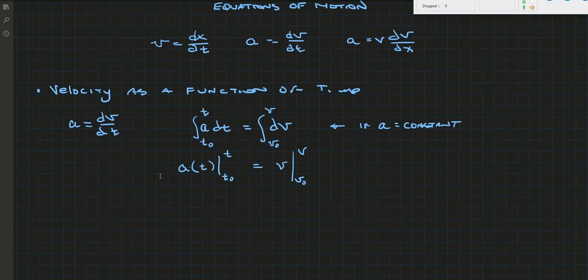Okay, so let's look at this. Let's say again that t0 equals 0, and this is then a t equals v minus v0. So solving for v, v equals at plus v0. And that's the situation where t0 equals 0.